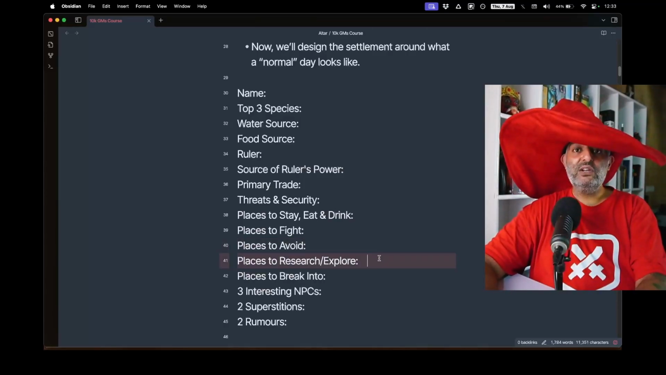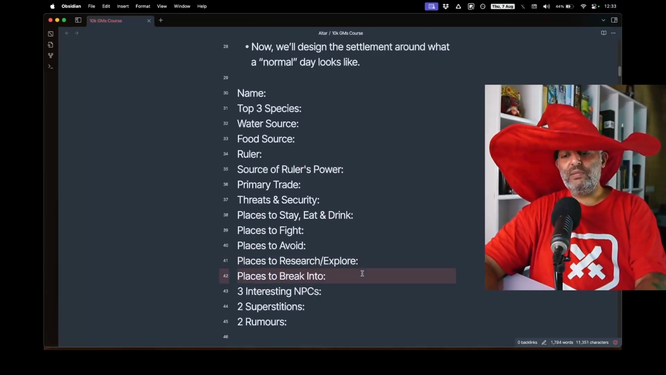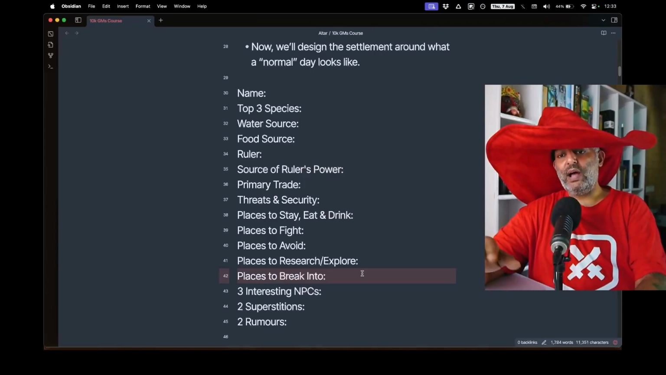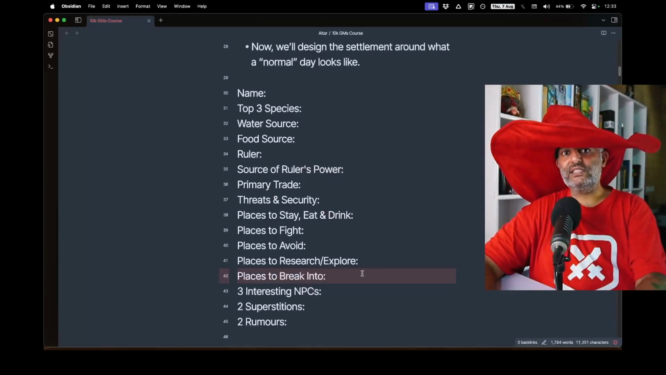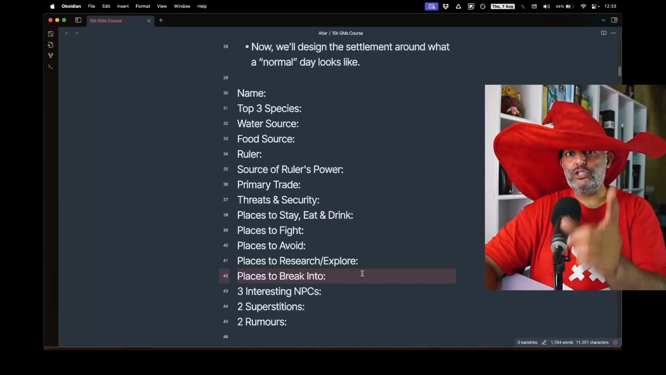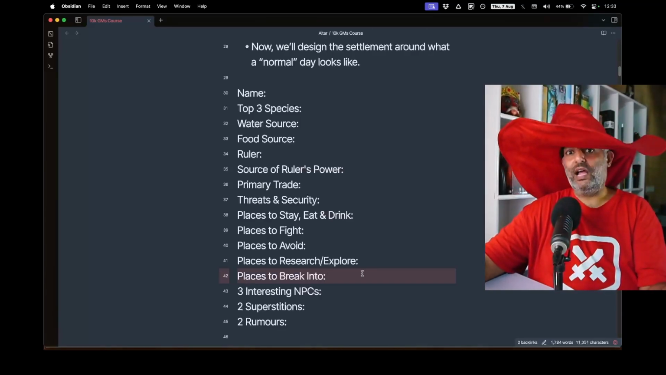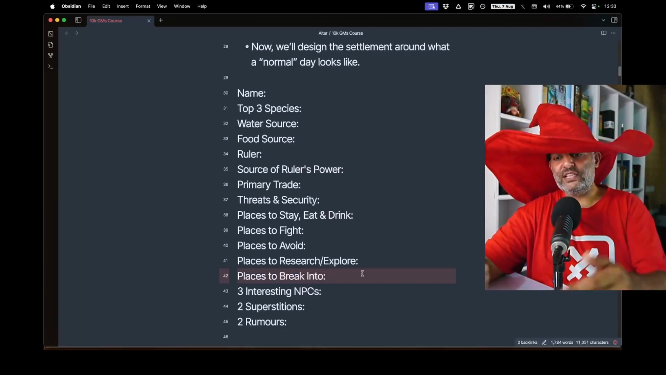What are the things that they can go research or explore or investigate? What are the places to break into? I'll explain why we have this in the next video, but this is a good thing to have because the moment you tell your players, you cannot do this, they're like, I'm a 3-year-old, I have to do this, right? So that's going to happen.